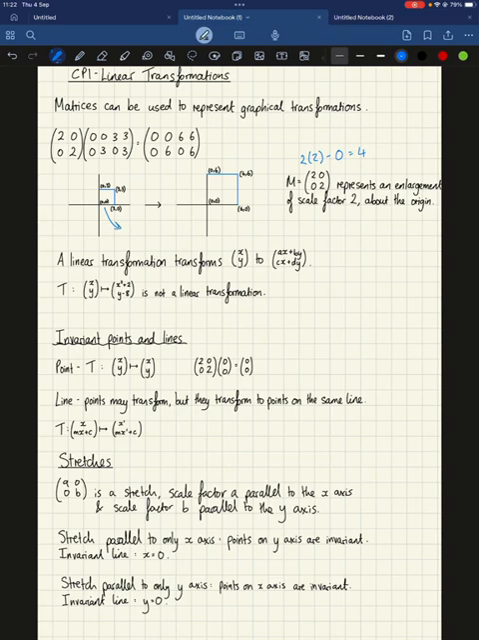So this little square over here had side lengths of 3, so the area was 3 squared, which was 9. Now this bigger square had side lengths of 6, so 6 squared is 36. The scale factor was 4, so 9 times 4 is 36. So the area of the square got 4 times bigger. So the determinant of the transformation matrix is the area scale factor.